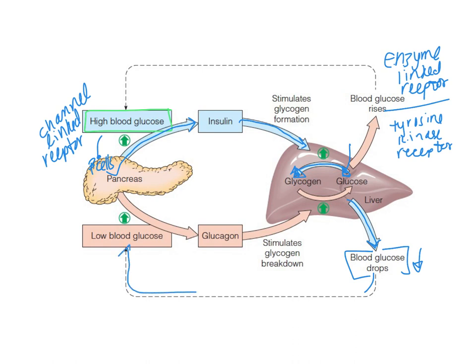Too low blood glucose, maybe I'll go to pink for this one, is going to trigger the release of glucagon from the alpha cells. Glucagon will also travel to the liver, and it binds to the liver using a G protein linked receptor. And that G protein linked receptor is going to trigger a signal of events that result in glycogen being broken down into glucose. And then glucose is released back into the bloodstream, and the blood glucose levels rise. And we go around and around and around again.